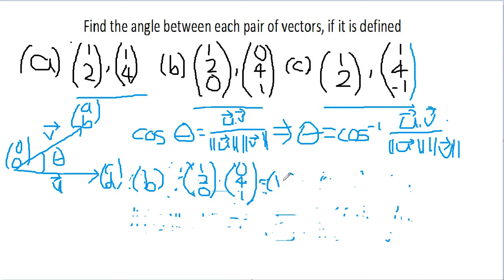will give me 1 times 0 plus 2 times 4 plus 0 times 1, which gives me 8.